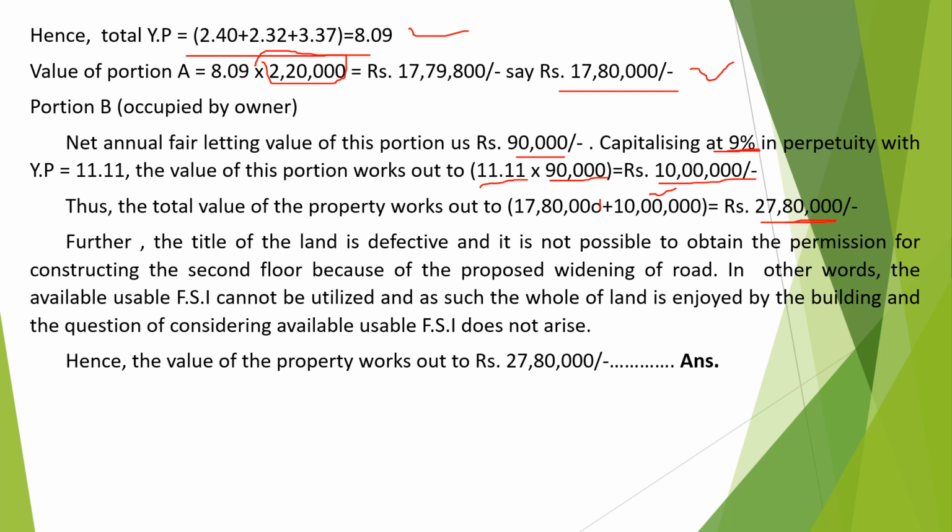So the other thing is usable FSI, but what is given here is that the title of the land is defective and it is not possible to obtain the permission for constructing the second floor because of proposed widening of the road. So in other words, usable FSI cannot be utilized and as such the whole of the land is enjoyed by the building, and the question of considering available FSI does not arise. So the value of the property comes out to be 27 lakh 80,000.